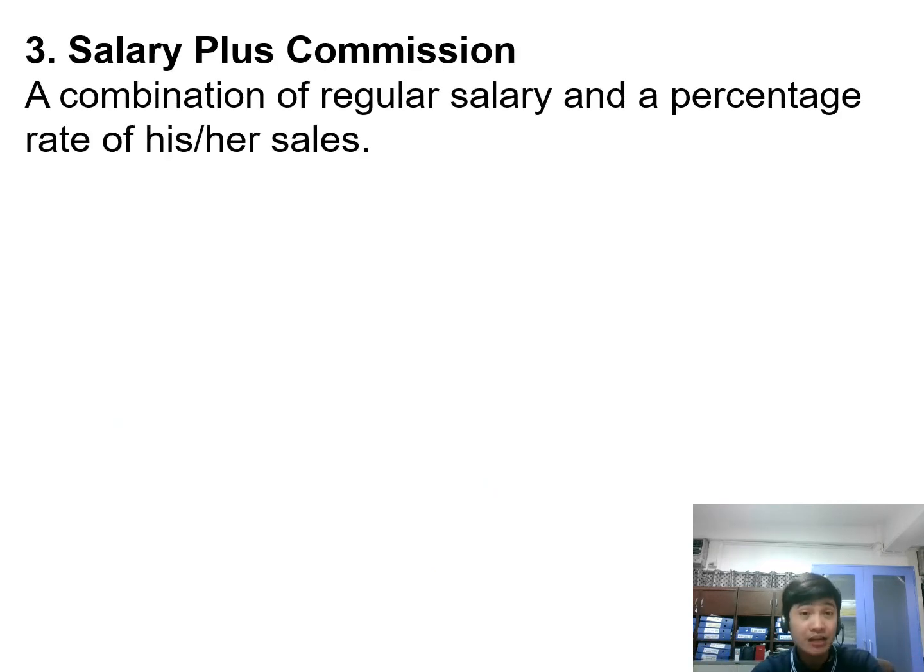Okay, so let's have the last type of commission, and we call it the salary plus commission. So this is a combination of a regular salary and a percentage rate of his or her sales. In other words, itong uri ng commission na ito, regular salary mo plus yung percentage rate nung nabenta na product, yung total sales mo. Okay, so i-add them together, yun yung magiging gross salary mo: monthly salary tapos yung percentage nung iyong mga nabenta. So, paano ba ito na-encounter? Paano to gumagana in a particular situation?